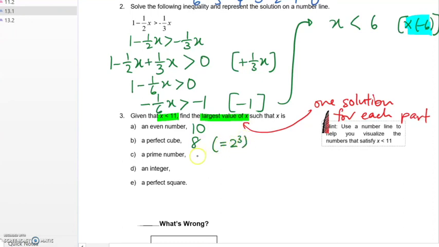Prime number, you can't pick 11 because 11 is not smaller than 11. Okay, you can't pick 11. So the next largest prime would actually be 7. Largest value of x where it is an integer, that's got to be 10. It cannot be 11 again. And perfect square, well, that is 9 from 3 squared. Okay, so move on.